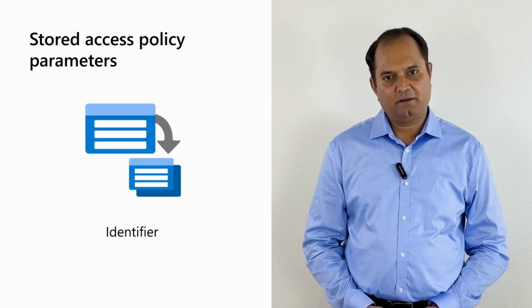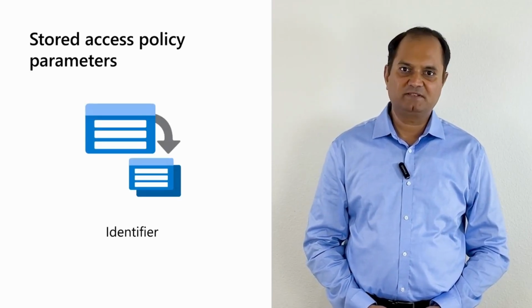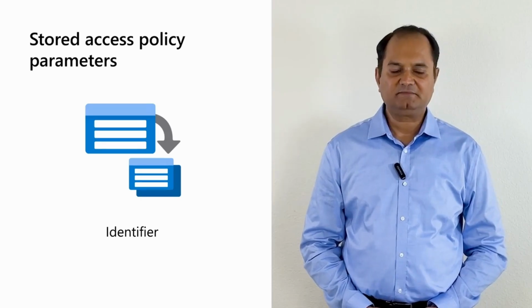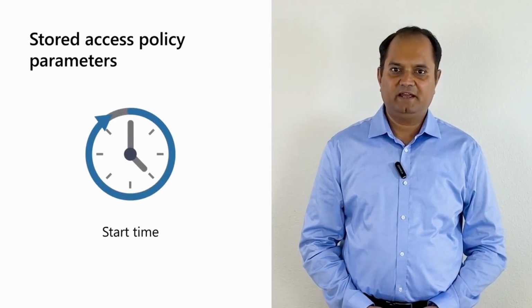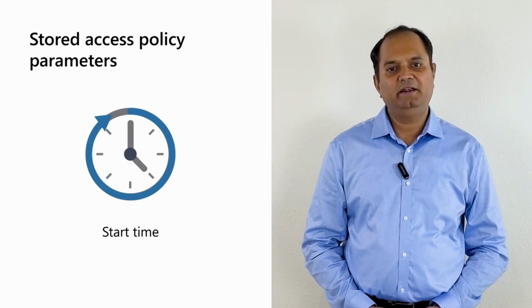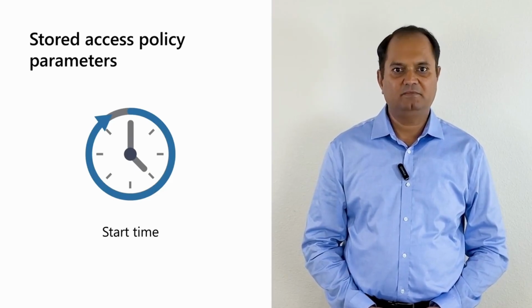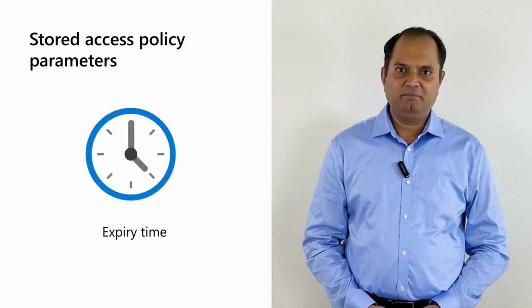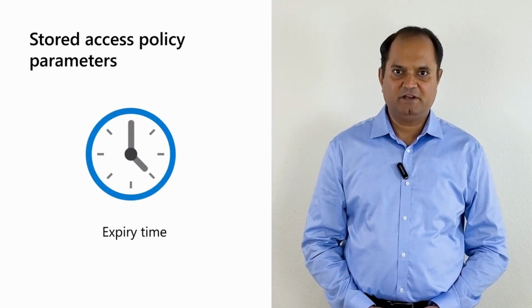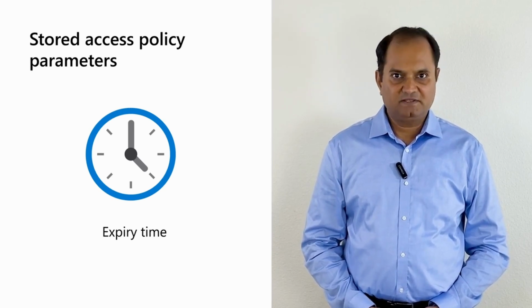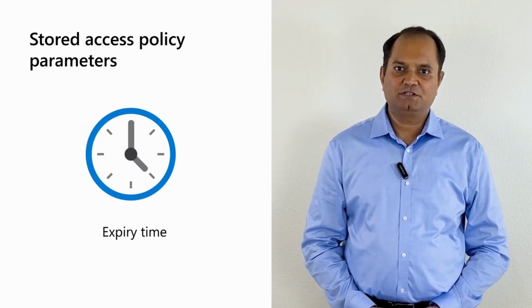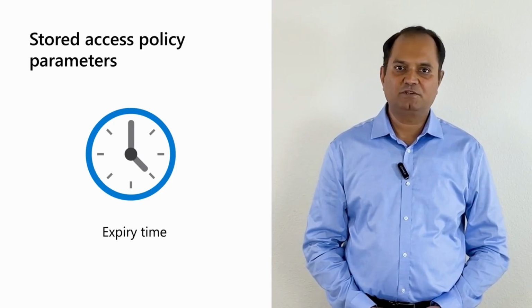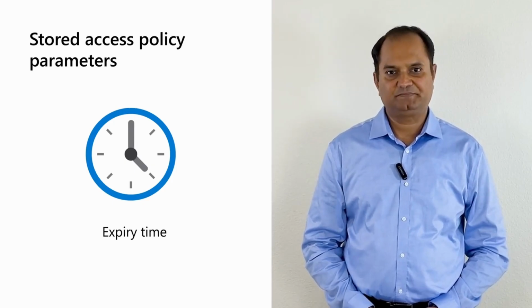The identifier parameter is the name you use to reference the stored access policy. Start time is a date-time offset value that indicates when the policy becomes active. This value can be null. The expiry time parameter is a date-time offset value that indicates when the policy will expire. After this time, requests to the storage will fail with a 403 error code message.